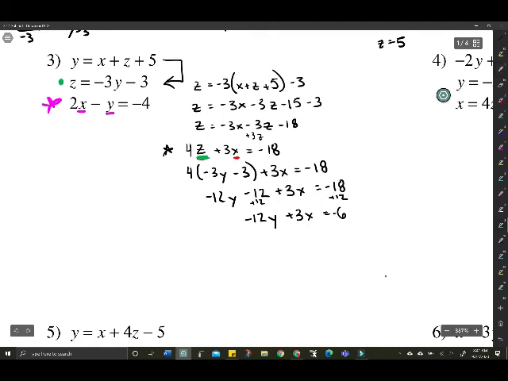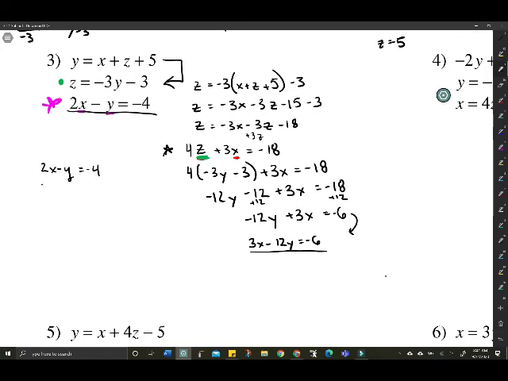So I'm almost there. Now I have y and x, and I have y and x. I'm just going to rearrange this. So it's 3x minus 12y equals negative 6. And then, if you have two equations with the same variables, you can use substitution or elimination. So let's see how this will turn out. 2x minus y equals negative 4. What else do we have? 3x minus 12y equals negative 6. Let's use substitution or elimination.